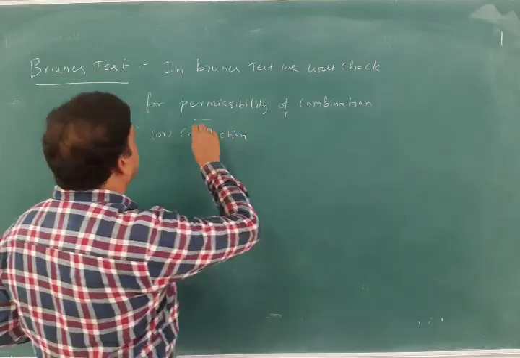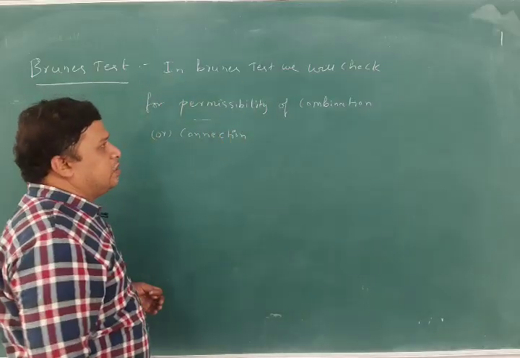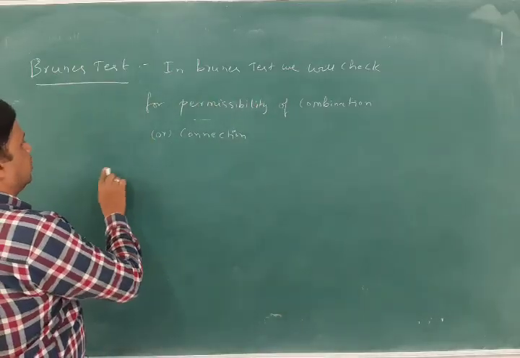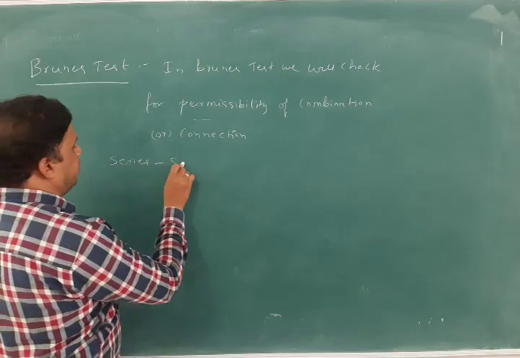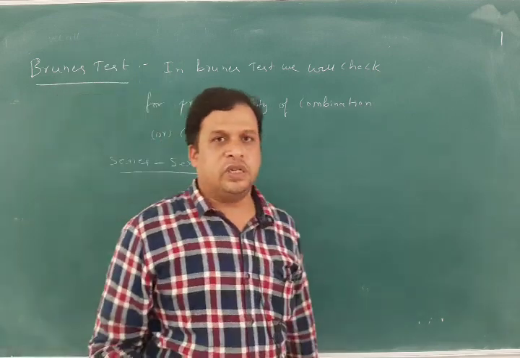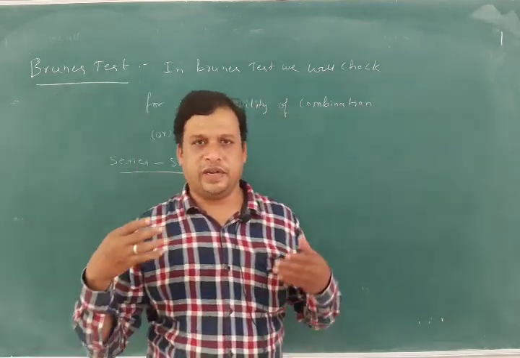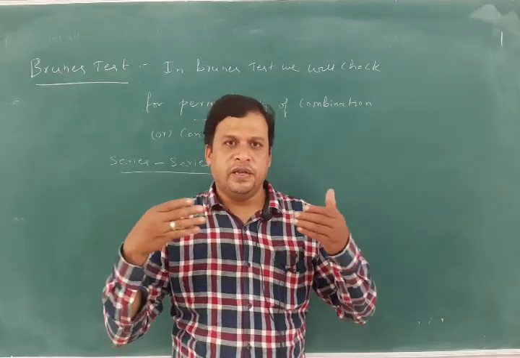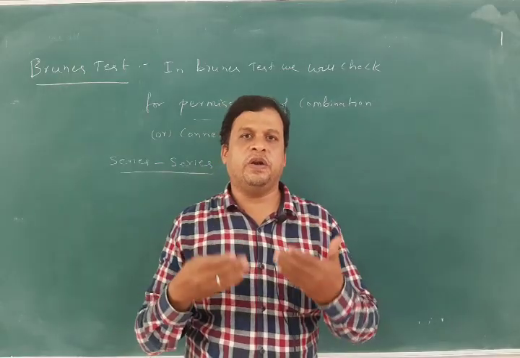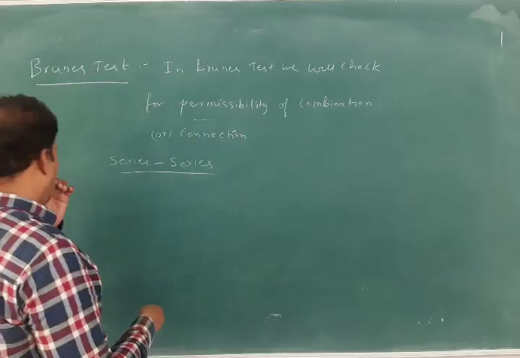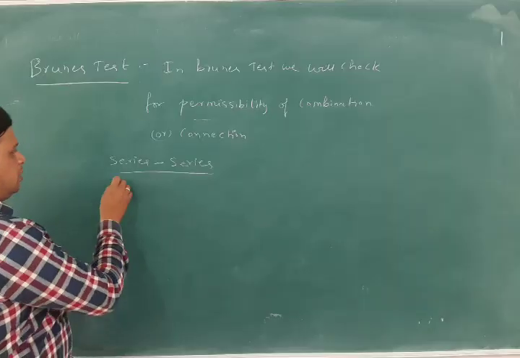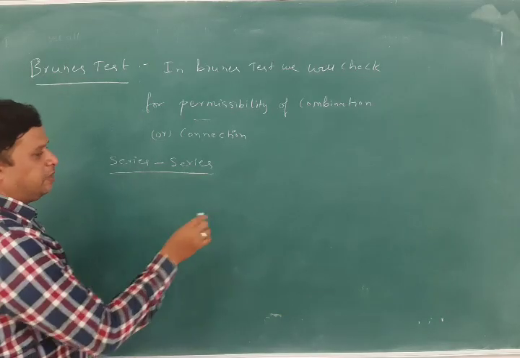Here we are applying the Bruns test for a series combination. For example, a series combination means that two ports are connected in series. If two-port networks, network 1 and network 2, are connected in series, then the current will be the same, but the voltage will be different. For a series connection, the parameters taken are Z parameters.